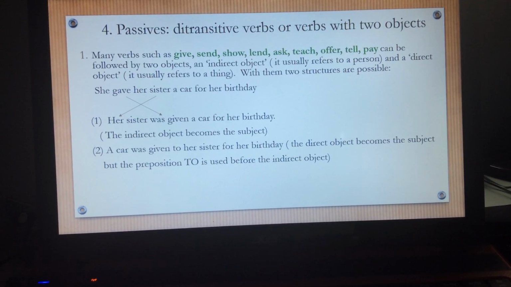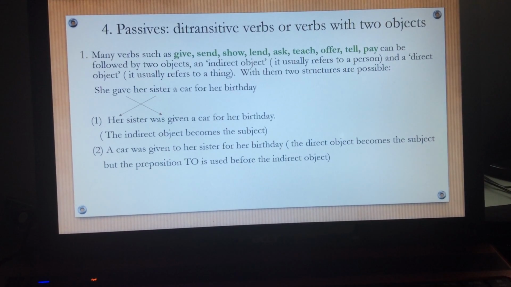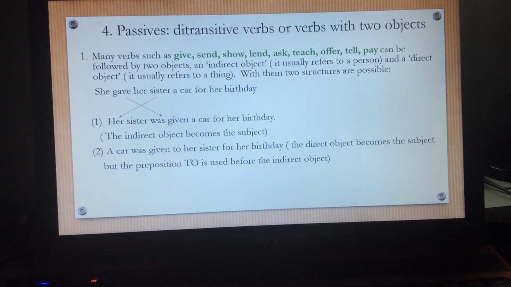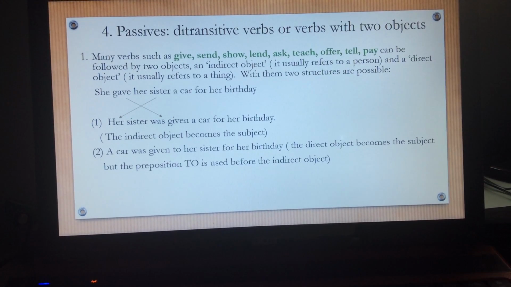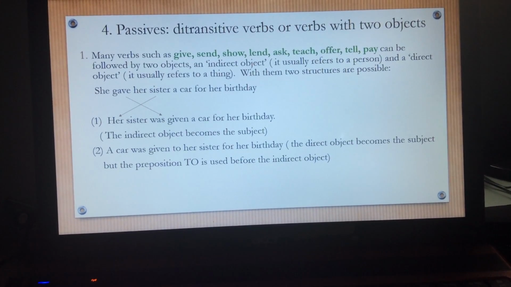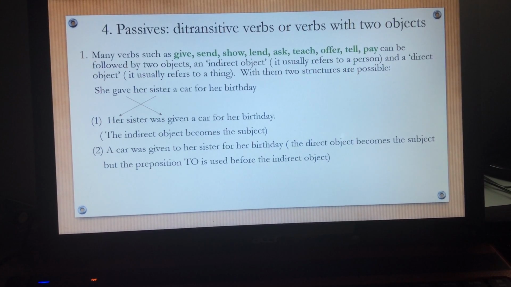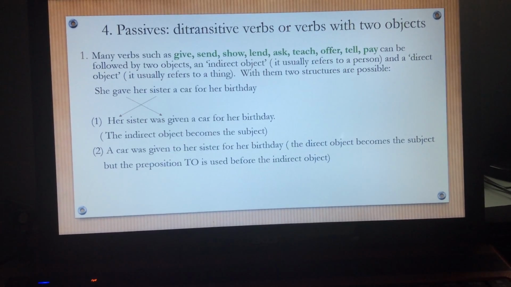If we consider the example, she gave her sister a car for her birthday, the most common passive construction would be when the indirect object, that is the person, becomes the subject of the passive sentence. Her sister was given a car for her birthday. I changed the verb, so the rest of the sentence stays the same, no changes. You only have to place the indirect object in the first position and change the verb, and the rest of the sentence stays the same.